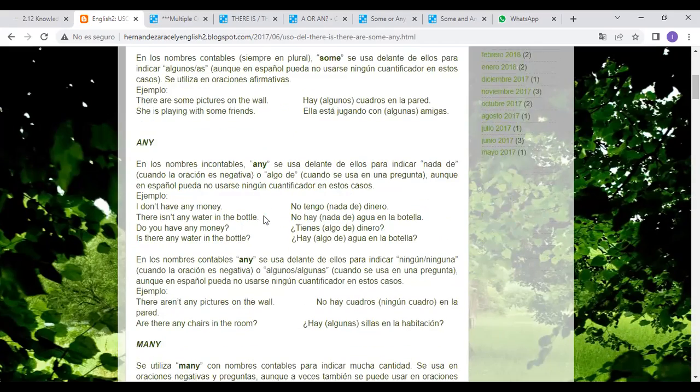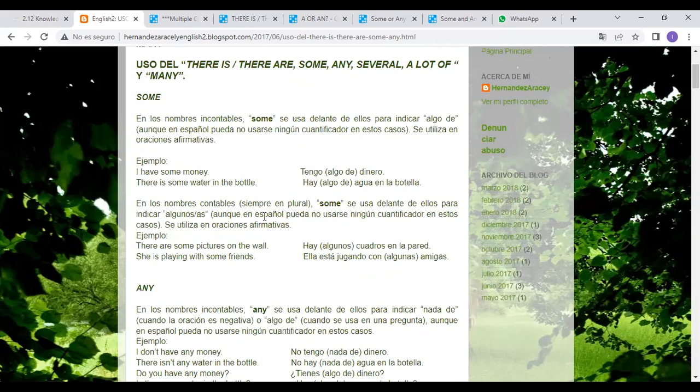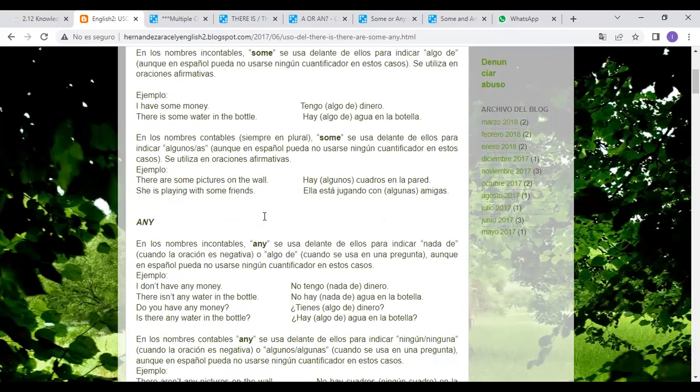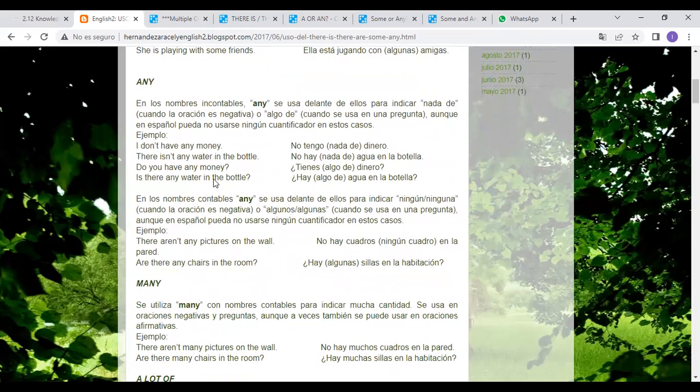Sea, teacher, que para el any solamente se va a utilizar cuando las oraciones son negativas. Exactly. So, ahora vamos a ver eso, ¿ok? So, ¿cuándo utilizamos any? Dice que utilizamos any en los incontables, los que no se cuentan, ¿ok? And what is the meaning of any in Spanish? Significa nada de, ¿ok? Nada de.